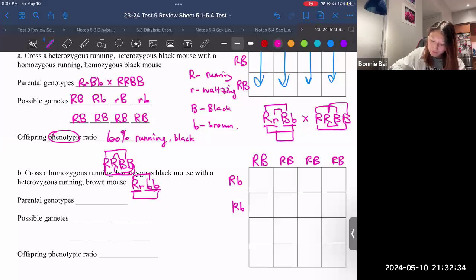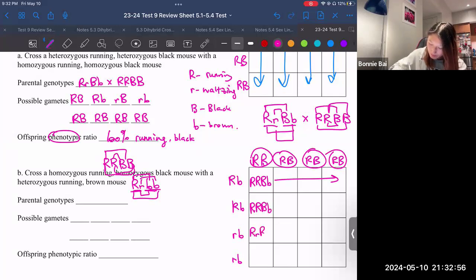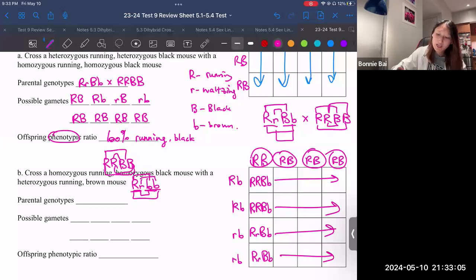Outside, big R, little b. Inside, little r, little b. Last, little r, little b. And then you put it together. This one I'm just going to write the columns because these four rows are the same on top. So all of these are the same. Big R, big B, little b. Arrow, arrow, arrow. Okay, parent genotypes. We already determined we're just going to copy it down. Possible gametes, big R, big B.